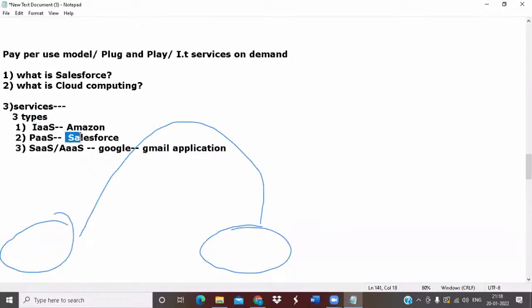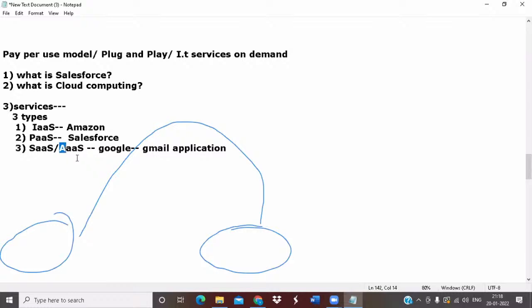So Amazon is the top #1 company in the case of infrastructure. Salesforce is the world #1 company in the case of platform. Google is the #1 company in the world in the area of application service. Sir, Salesforce is not a SaaS-based application.